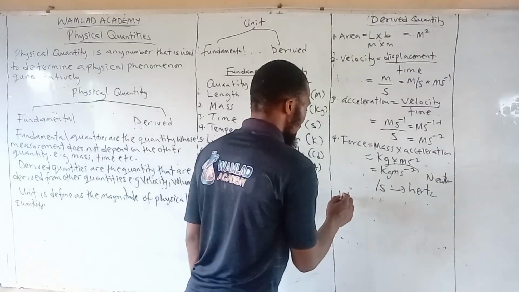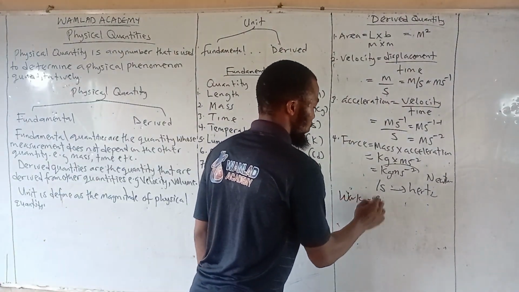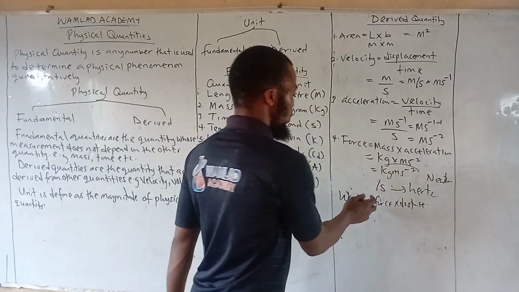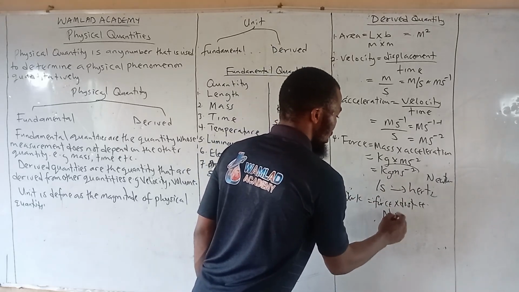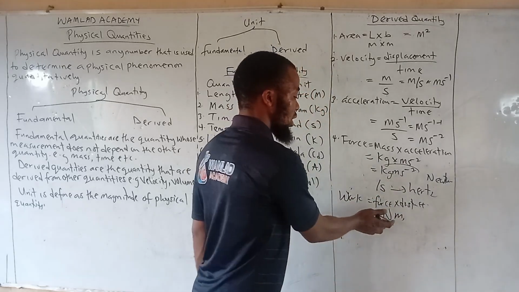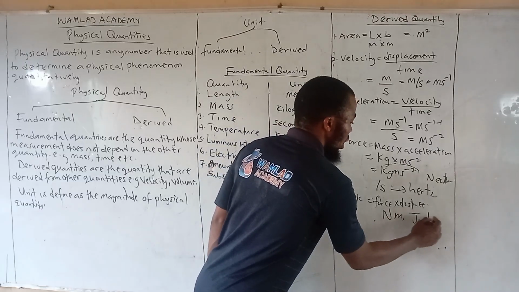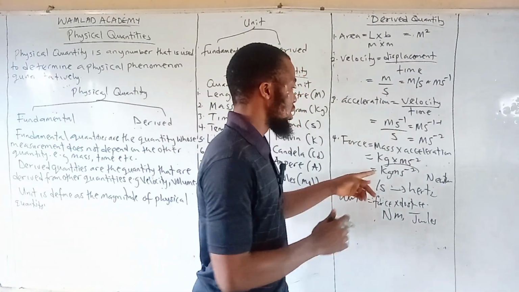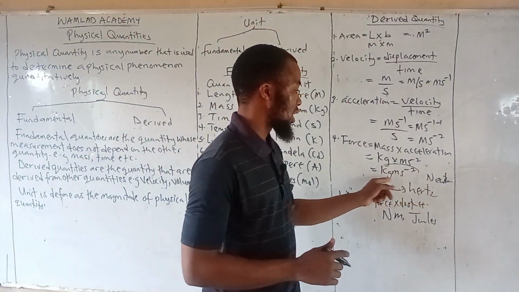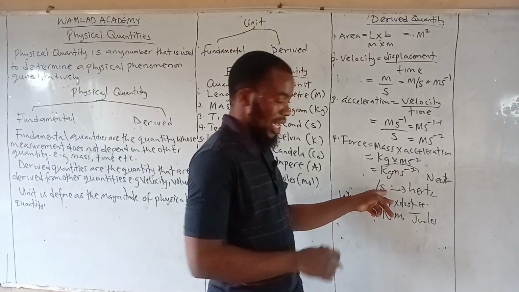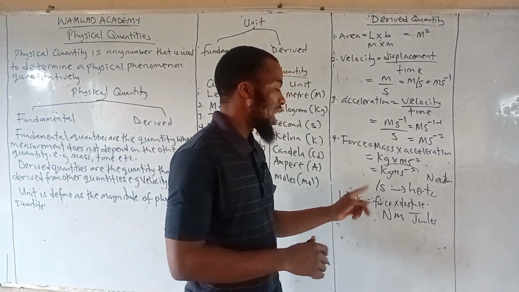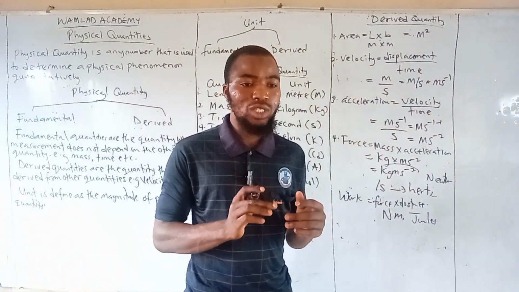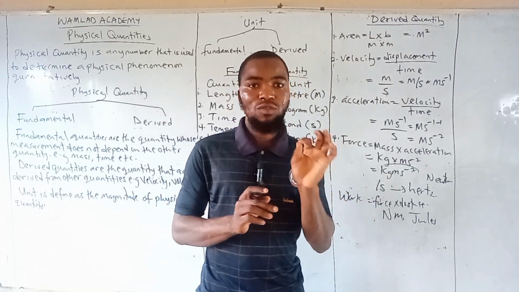Another one, when I talk about work, work is seen as what? Force times distance. You have force and distance, that's when you are going to have your work. The unit of force is Newton, distance is meter, so you have Newton meter. But what is the special name? The special name is joules. So there are certain units with special names, like the unit of force, which is Newton, the same as kilogram meter per second square. The unit of frequency, which is per second, is the same as hertz. The unit of work and energy, which is Newton meter, is the same as joules.